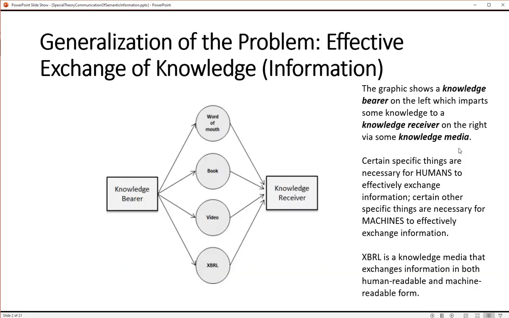So the general problem is exchanging information between a knowledge bearer and a knowledge receiver. There are many forms of exchanging information. Word of mouth, book, video. XBRL is another way of exchanging information. There are certain specific things that are necessary for humans to effectively exchange information, and there are certain other specific things necessary for machines to effectively exchange information.